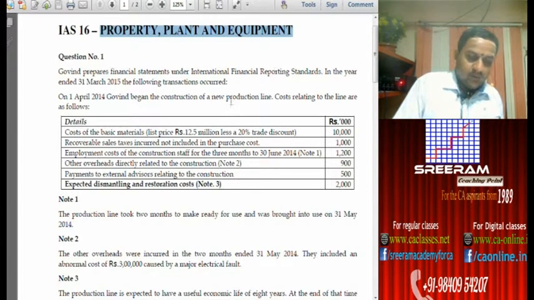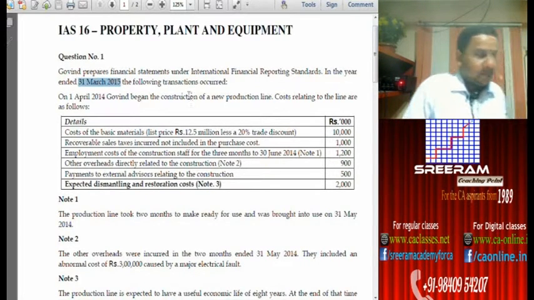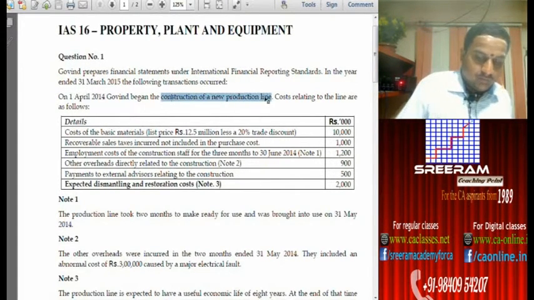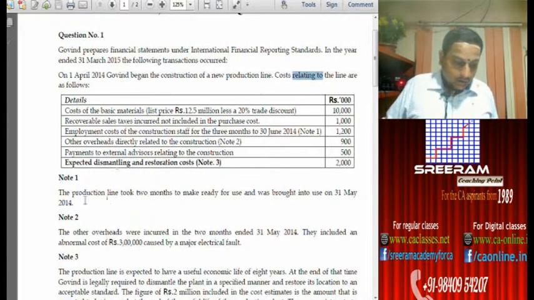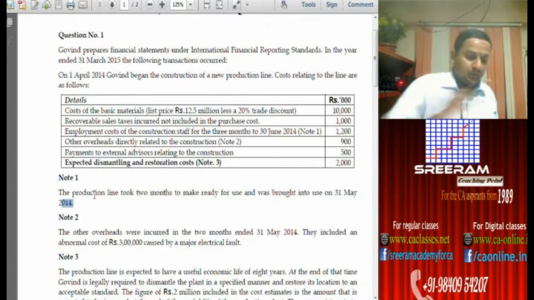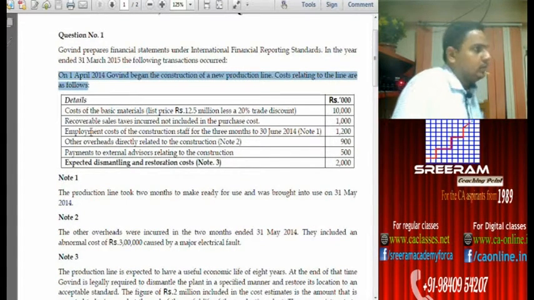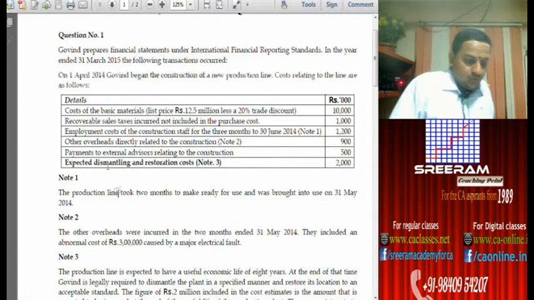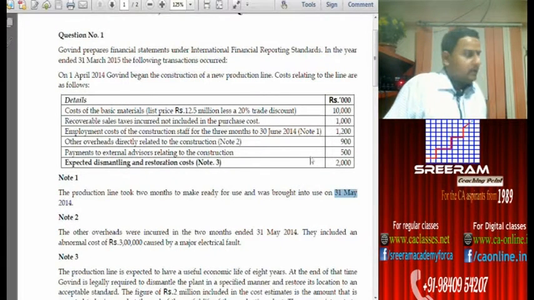So the first thing we need to know is what is the cost of this asset. Before that, he is preparing financial statements by 31st March 2015. And on 1st April, he has started construction of the new production line. Cost relating to the line, information given. And here the production line took 2 months to make ready for use and was brought into use on 31st May 2014. So we can tell depreciation can be provided generally in accounting only when the asset is ready for use. So April, and the asset was brought into use only on 31st May, would mean 2 months they have taken.